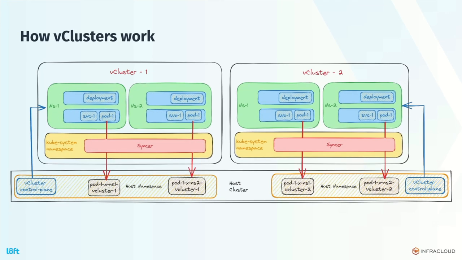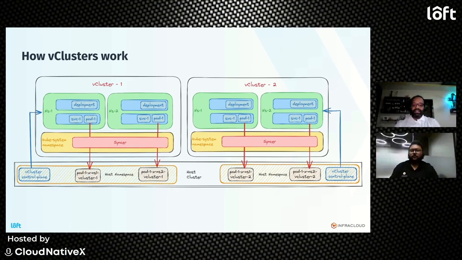Once you deploy vCluster, vCluster runs as a pod inside a regular namespace on the host cluster. It gets deployed as a stateful set, which contains two components. First is the vCluster API server, and the second component is a syncer. Whenever the user interacts with the vCluster API, it is by using a vCluster service which is created in the host namespace itself. It is a regular Kubernetes service, so users can interact with it just like any other Kubernetes service, and it can also be exposed using an ingress or a load balancer.